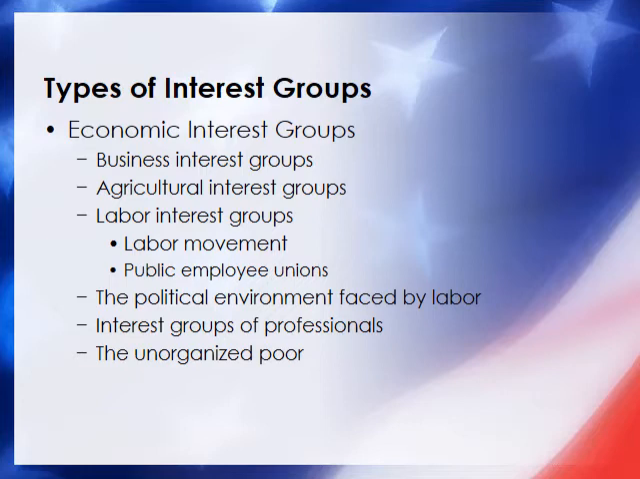So the labor movement as a whole is not as powerful as it once was. We see a number of states with so-called right-to-work policies that make it very difficult for people to organize labor unions and negotiate collectively on the contract. We see interest groups for professionals, like physicians, like lawyers, and so forth. One area that's certainly underrepresented by interest groups are the unorganized poor.